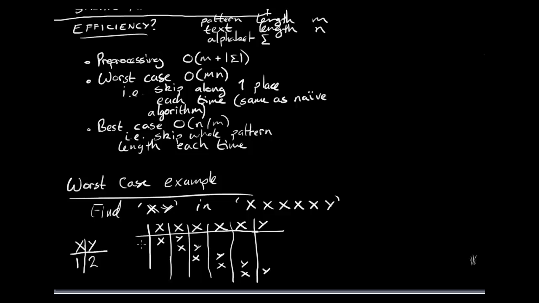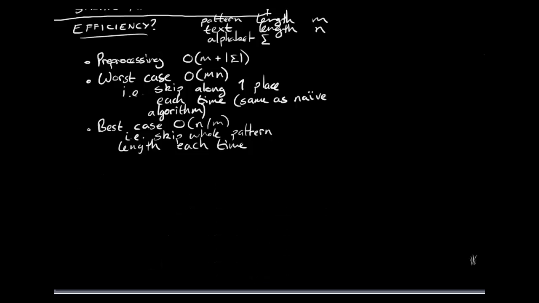So just to quickly demonstrate, we see that this y here does not match. Now we see how far we skip ahead in our table based on this x, and it's only 1, and we repeat this over and over again, skipping only 1 ahead each time. It's the same as the naive algorithm until we finally reach our match, and you can see that this is the same number of comparisons as the naive algorithm would make.